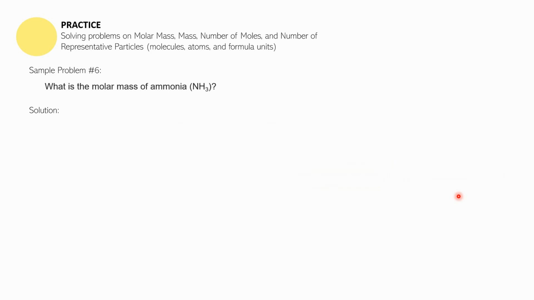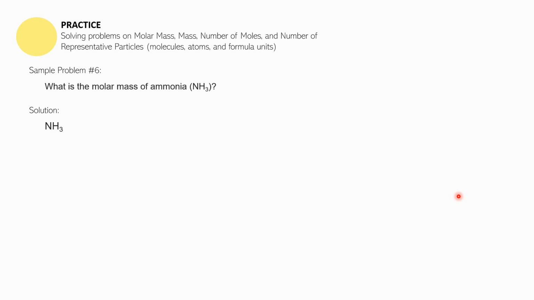Okay. Next is sample problem number 6. Okay. How about it? Compute now for the mass of ammonia, NH3. You can now pause this video to get more time. If you have decided to continue, let us now proceed with solving for this problem.